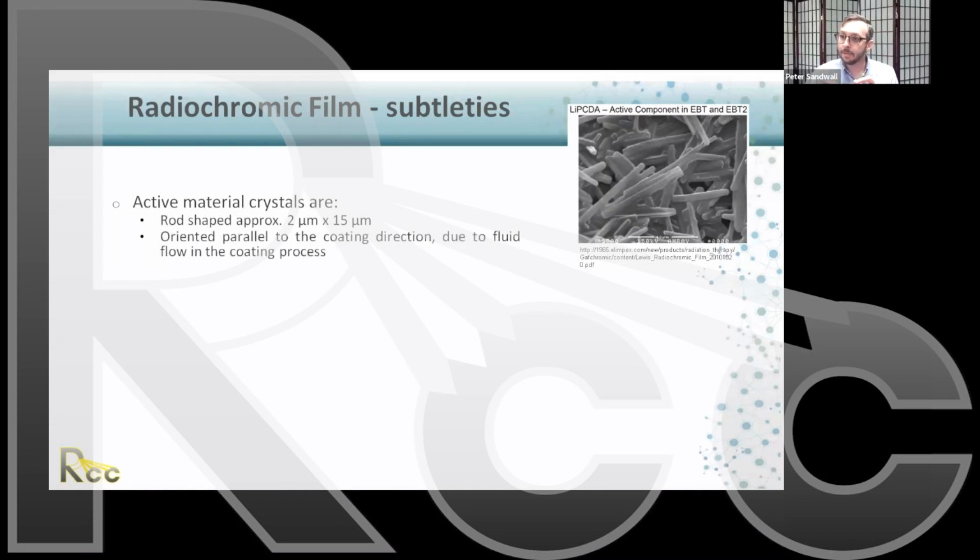They orient parallel to the coating process. So when you're making a film, it's not just the active layer, it's also a polymer layer on top of it to keep that intact. And when it's coated, because of the direction of the fluid flow in the coating process, it orients those rods. So they become light polarizers. And put that in bold, because polarizing. So especially following radiation, they polarize the light.